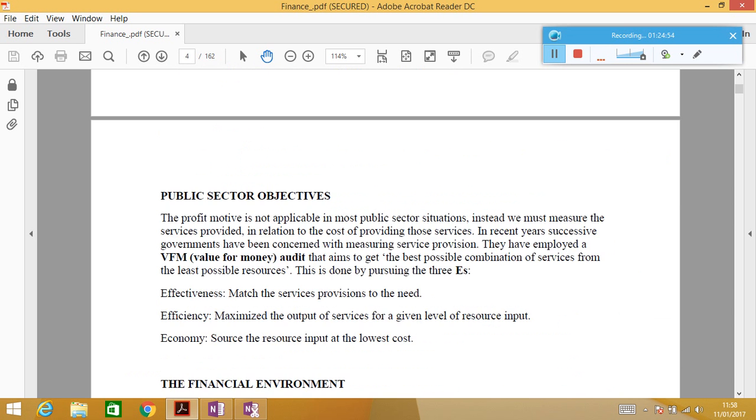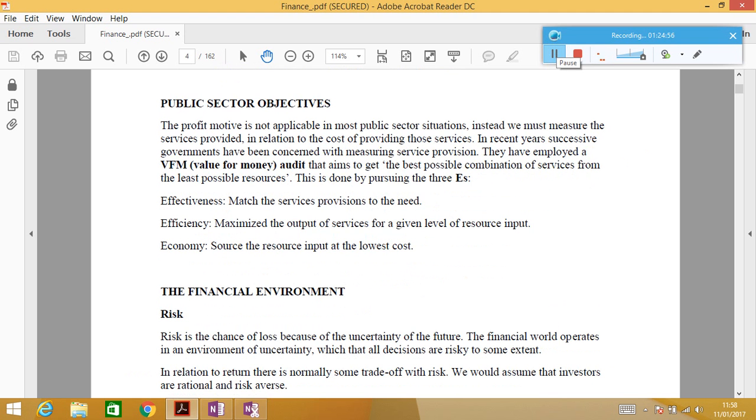Next, public sector. Public sector objective. Now, public sector means who, guys? Government. Okay, what is your objective? Don't tell something else. Do you want guidance?